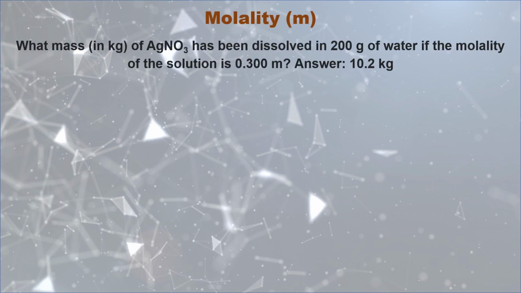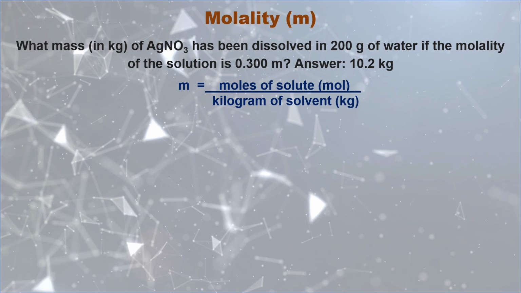The last one will be on molality, represented by small letter m. So what mass in kilograms of silver nitrate has been dissolved in 200 grams of water if the molality of the solution is 0.3 m, or mole per kilogram? Now for molality, on the other hand, it's moles of solute divided by kilogram of solvent. So it's a mole per kilogram.